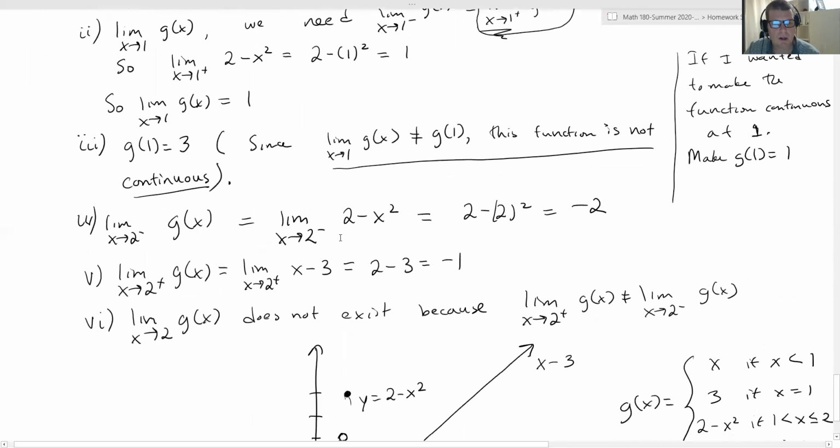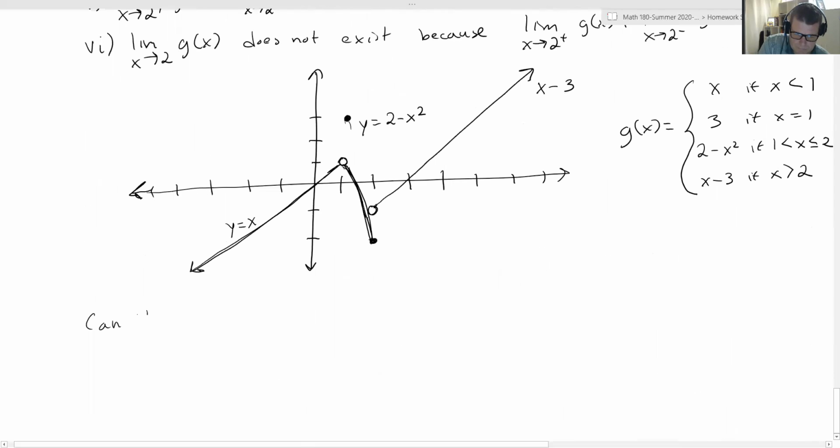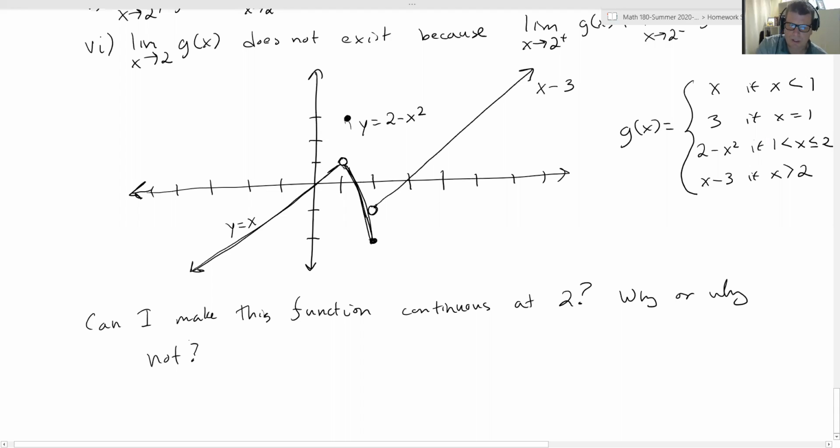Now, what about here? We look over here, now we've got these two limits that are not equal to each other, so the limit does not exist. Can I make this function continuous at 2? Why or why not? We want to ask ourselves, can we make it continuous at 2?